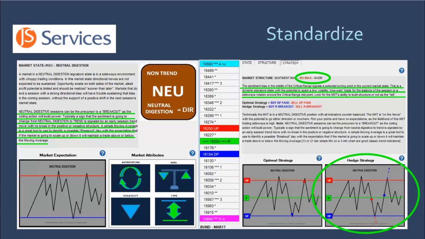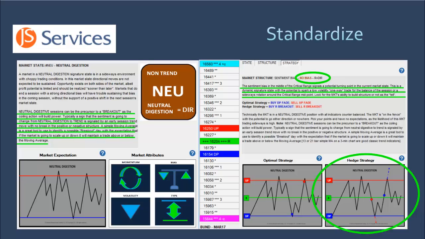This is a dynamic signature state with the potential to spark a low volatility one-way trade for the balance of the session, or a sideways rotational trade around the critical range midpoint. Look for the market's ability to build structure or not as the tell.